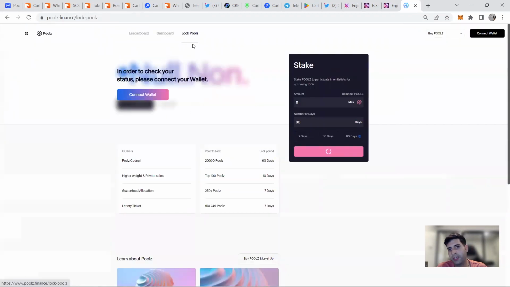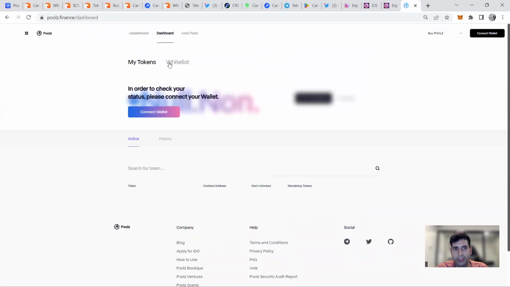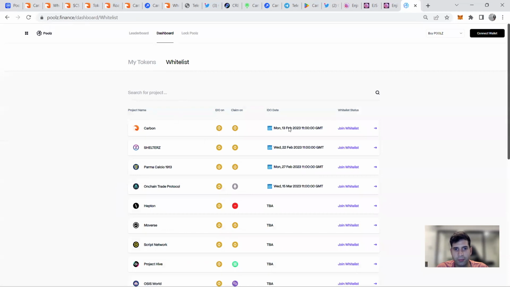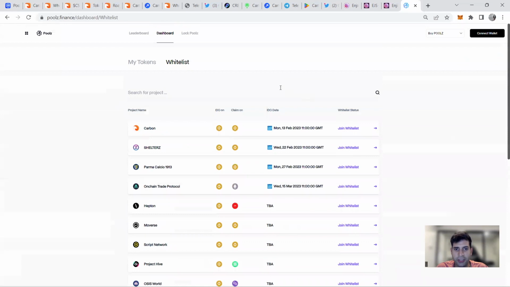So what you have to do is go here, put the amount, lock for a minimum of 30 days. And after you lock for a minimum of 30 days, you come here in the dashboard, you press for the whitelist for the project. You join the whitelist. So make sure you join the whitelist, otherwise you will not be eligible. Once you join the whitelist, you will be eligible to participate.